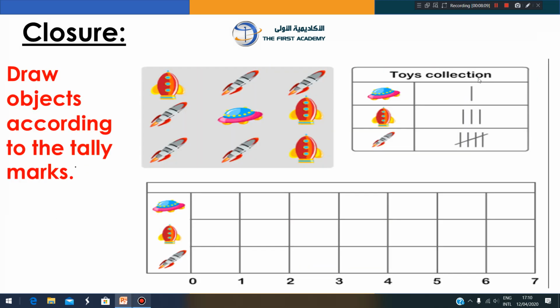You have these three sports, and you have to see how many kids like those sports. And as a closure, you need to draw objects or symbols according to the tally marks. So we are using spaceships. You have here all the information or data and you have to pass it into this picture graph.